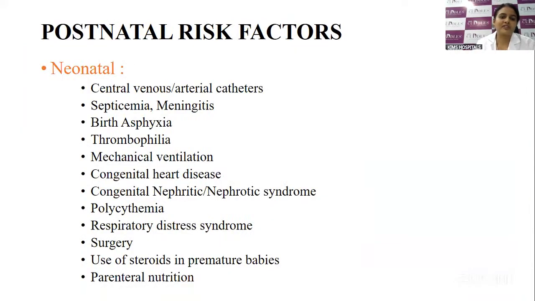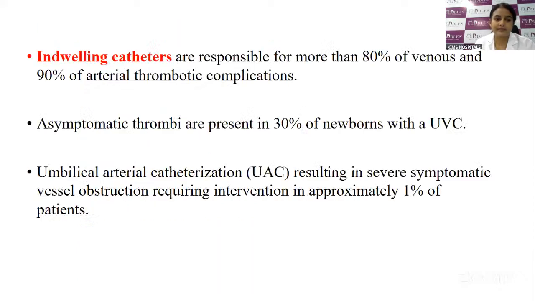Now, coming to the postnatal risk factors, these are seen in the neonates. This involves central venous or arterial catheters, which are the most common cause of thrombosis, septicemia, meningitis, birth asphyxia, thrombophilia, mechanical ventilation, congenital heart disease, congenital nephrotic or nephritic syndrome, polycythemia in the neonates, respiratory distress syndrome, surgeries, use of steroids in premature babies, and total parenteral nutrition.